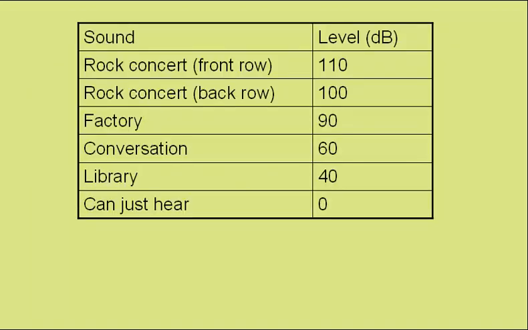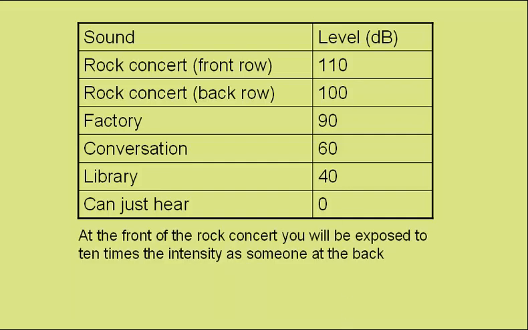Here we have some examples, with a rock concert at the front row being 110 decibels, and at the back row 100 decibels. This means at the front row of the rock concert you'll be exposed to 10 times the intensity as someone at the back.